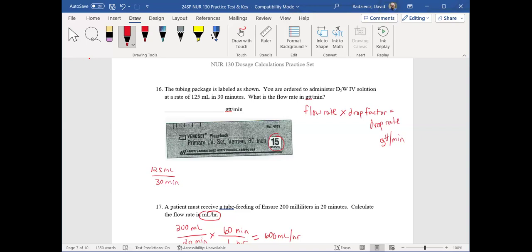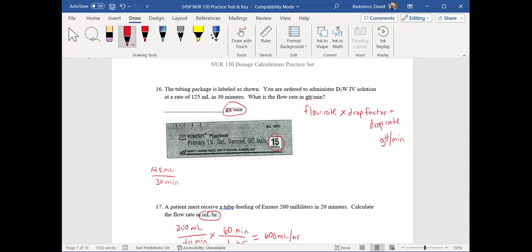Now, instinctually, especially since we just talked about it, you might want to convert minutes to hours to get your milliliters per hour. But I'm going to tell you not to do that. You don't need to do that. The reason you don't need to is because what is your final answer in? The final units that you're looking for is listed here as GTT per minute. It's drops per minute. So don't convert minutes to hours if you don't need to.